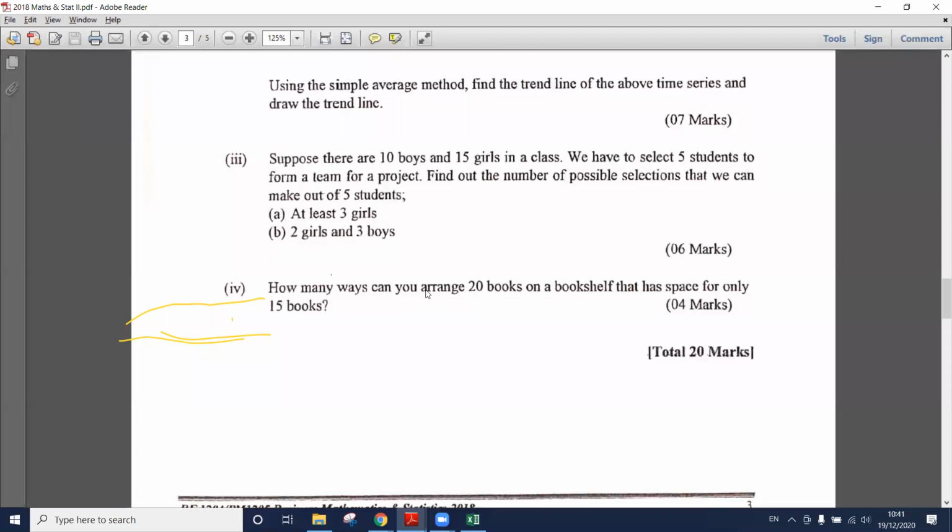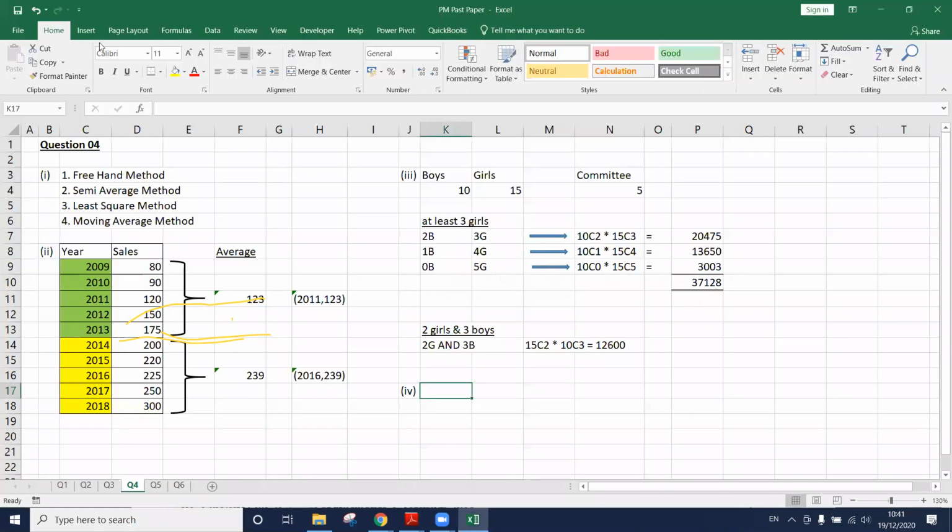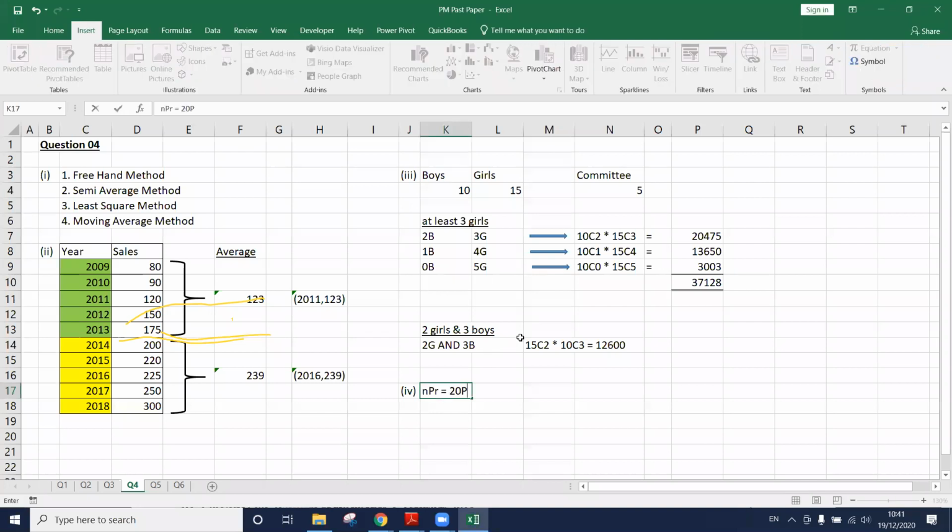NCR or NPR? What do we need to use, NCR or NPR? C for combination, P for permutation. If it is permutation, we need to use NPR, right? NPR. What is the N value here? Out of 20 books, we need to arrange how many? 15, right? This is the value we need to get. 20P15.